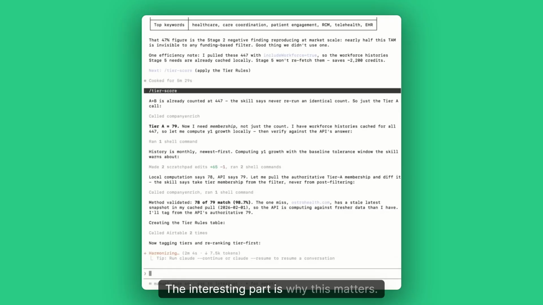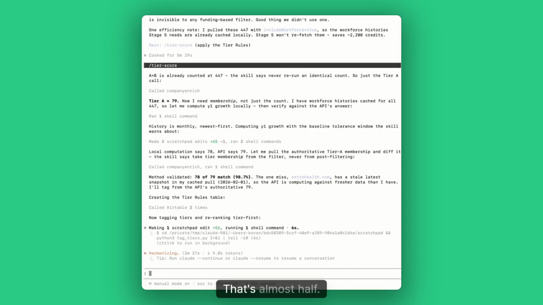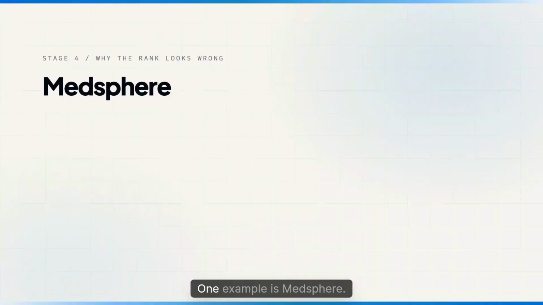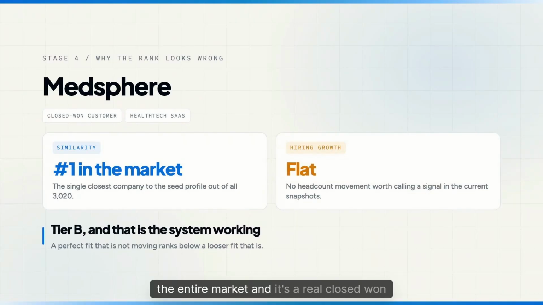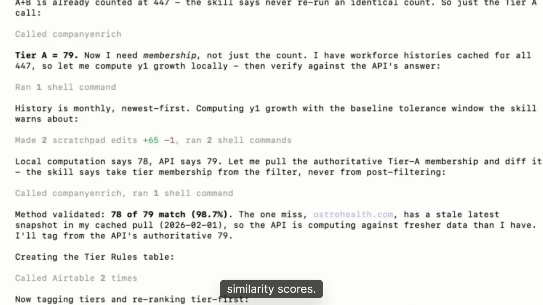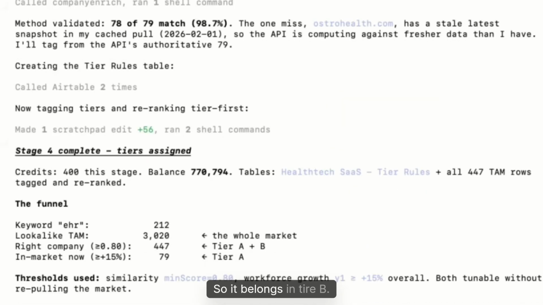The interesting part is why this matters. Out of the 401 companies where we have workforce history, 190 are actually shrinking. That's almost half. They are still the right industry, the right size, the right profile, but if you look at firmographics, you would spend half your outreach talking to companies that are freezing hiring instead of growing. One example is Matt Shafir. It's actually the highest similarity company in the entire market, and it's a real close-won customer, but it ranks below companies with much lower similarity scores. That's intentional. It's a fantastic fit, but it's not growing right now, so it belongs in Tier B.